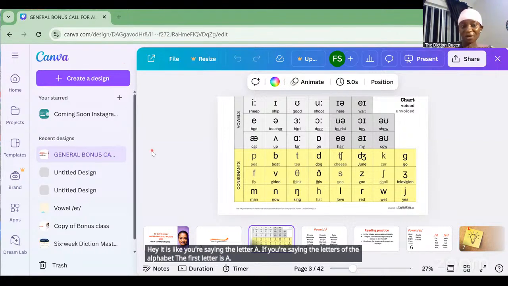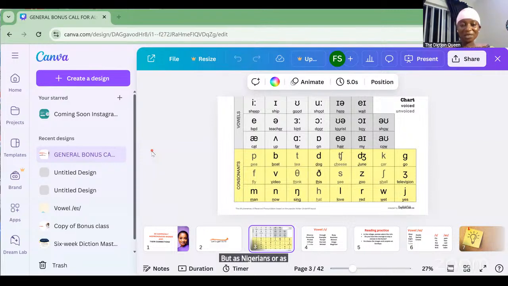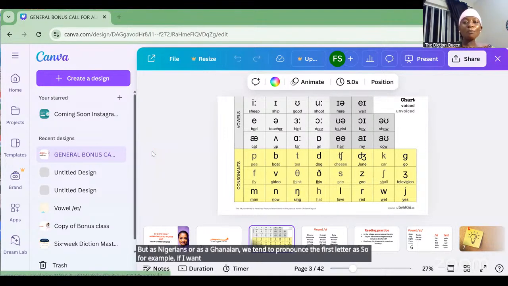But as Nigerians or as Ghanaians, we tend to pronounce the first letter differently. For example, if I want to spell the word ball, as a Nigerian or as a Ghanaian, I would likely say B-A-L-L.